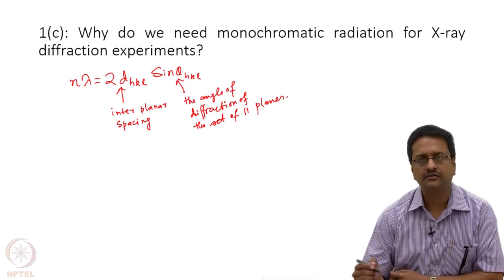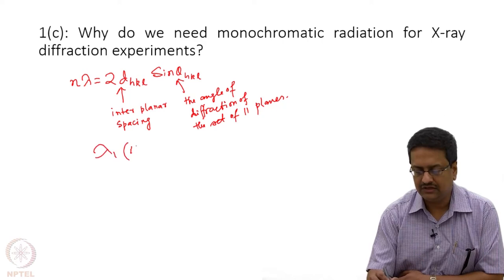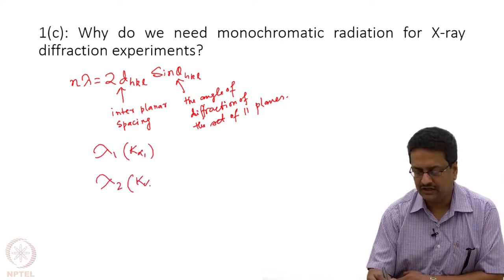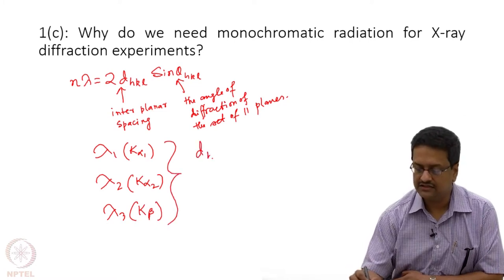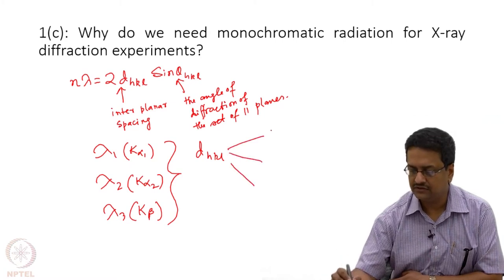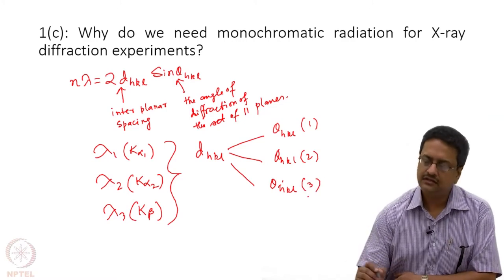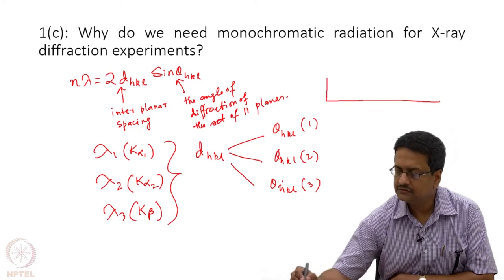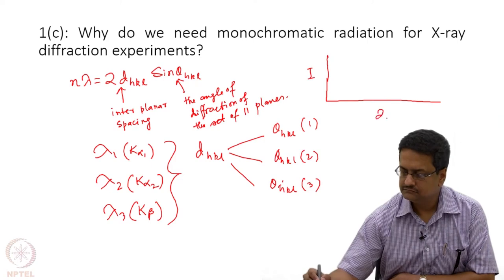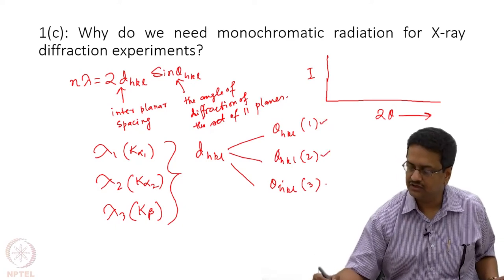Now, if our source has a characteristic radiation which is not monochromatic, suppose we have three wavelengths: lambda 1, which may be K alpha 1, lambda 2, which may be K alpha 2, and lambda 3, which may be the K beta. For a given d hkl, which is fixed for a particular crystal, we will have three different values of theta hkl. Hence, for every particular plane, we will have three peaks: one corresponding to theta hkl 1, one to theta hkl 2, and one to theta hkl 3.